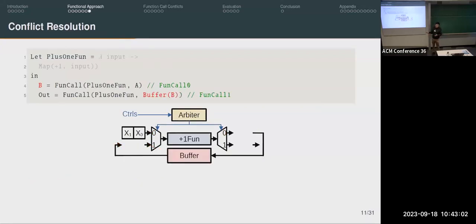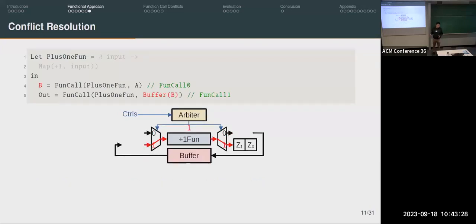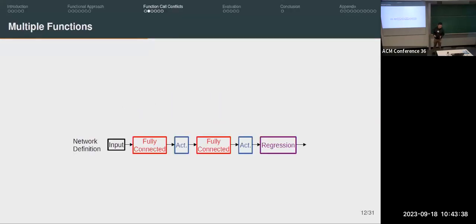So here we insert a buffer in the feedback path. Suppose after function 0 finishes, the first element is stored into the buffer, and so does the next one. After that, the arbiter will grant access to the next function call, and function 1 will finish all of that. So you can see the idea here is simple, but the problem can be a bit complex if we have several functions. So let's go back to the example of the neural network.